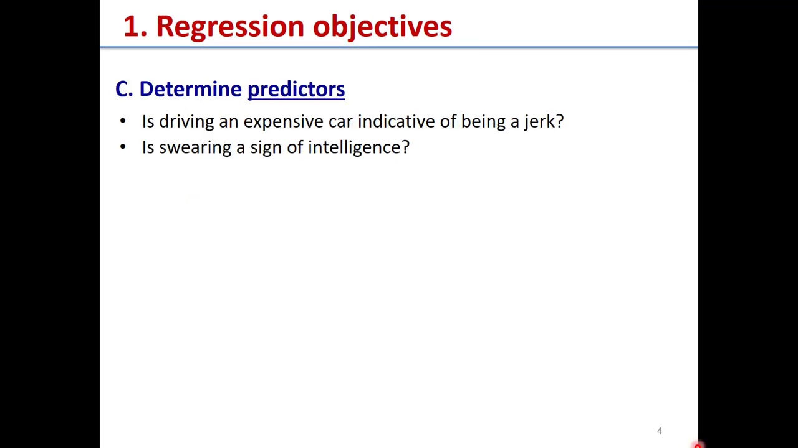All right, third, you may want to determine the different predictors for an outcome, or what's the best predictor. A study that came out a few months ago found that people who drive an expensive car are more likely to be a jerk. Driving an expensive car probably doesn't cause someone to be a jerk, but it's indicative of being a jerk. And by the way, they measure jerk as whether they stop for pedestrians. Is swearing a sign of intelligence? Again, swearing doesn't cause intelligence, rather it may just be a sign of intelligence. I believe some studies found that as well.